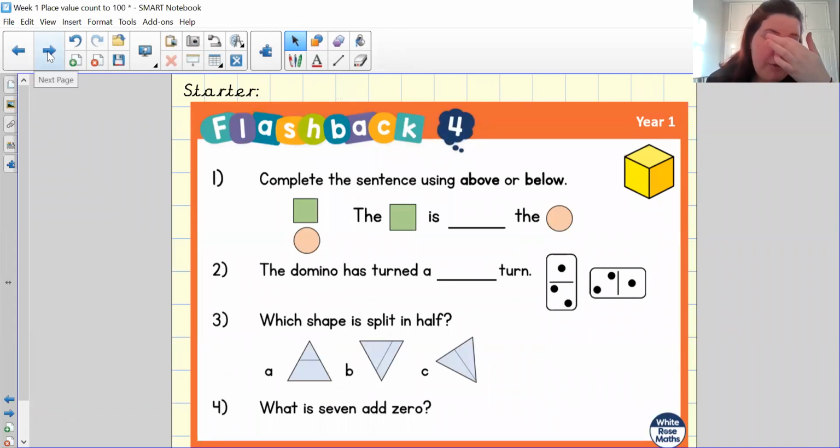So this is everything we have covered so far. So we haven't done position and direction for a long time, so that's something you might need to revisit.